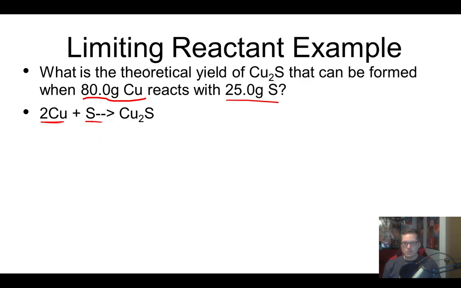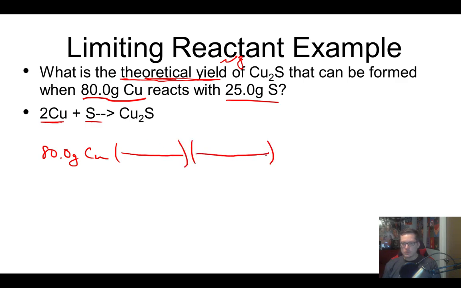And we could actually take it a step farther because it says what is the theoretical yield, and remember theoretical yield always means grams. So we're going to convert this to grams. We might as well just skip a step because we're going to have to do it anyway. So we're going to start with our 80.0 grams of copper, and we're going to convert that to grams of copper sulfide. So this is a 3-step problem, right? Because we got to go from grams to moles, to moles, and then moles to grams.